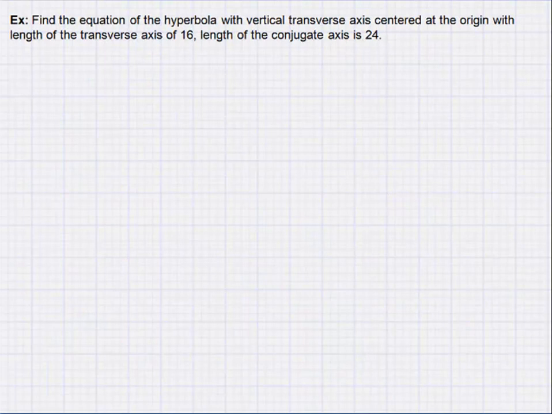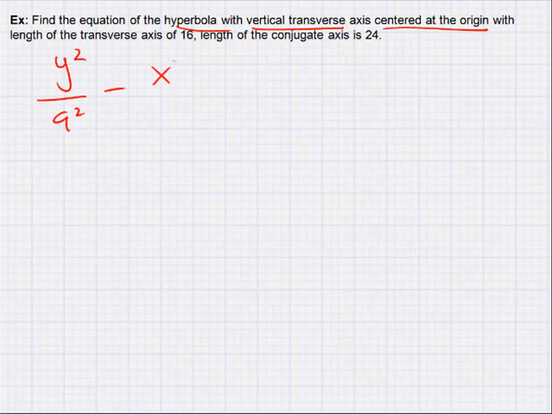One more. Find the equation of the hyperbola with vertical transverse axis centered at the origin, and length of the transverse is 16, length of the conjugate is 24. So right away it says the equation of the hyperbola that has a vertical transverse axis and is centered at the origin. Well, if it's a vertical transverse axis, y squared has to be first. So this is the form that we're looking for. This is centered at the origin. Y squared being first gives me a vertical transverse axis. All we need to know is what a and b are, and we're done.